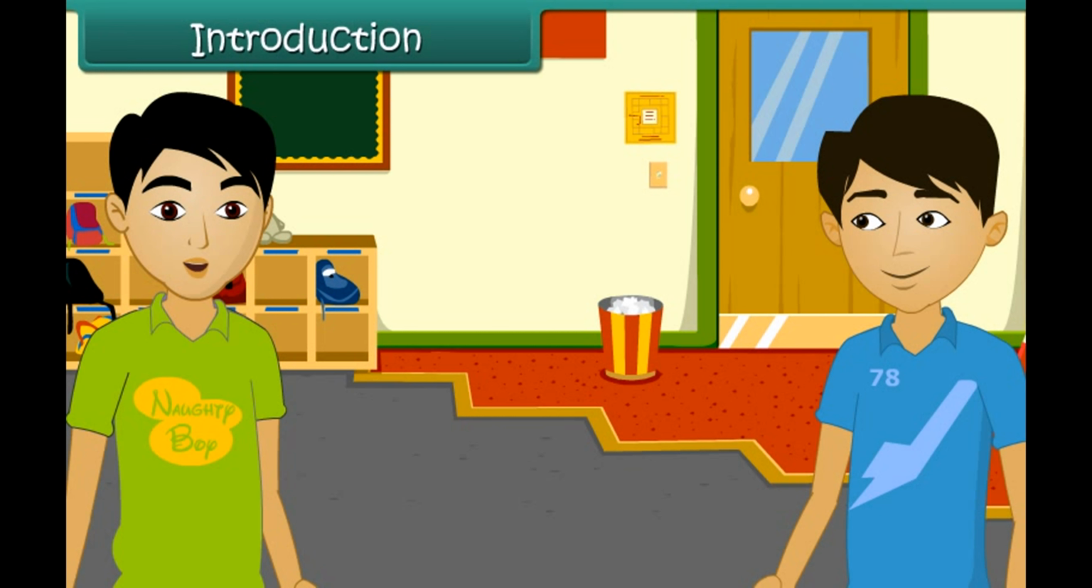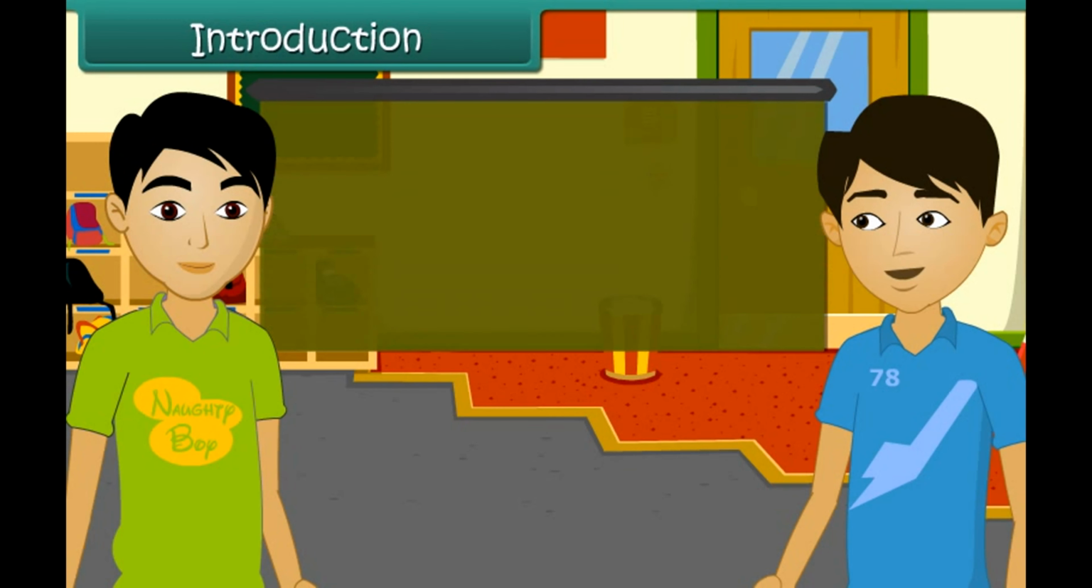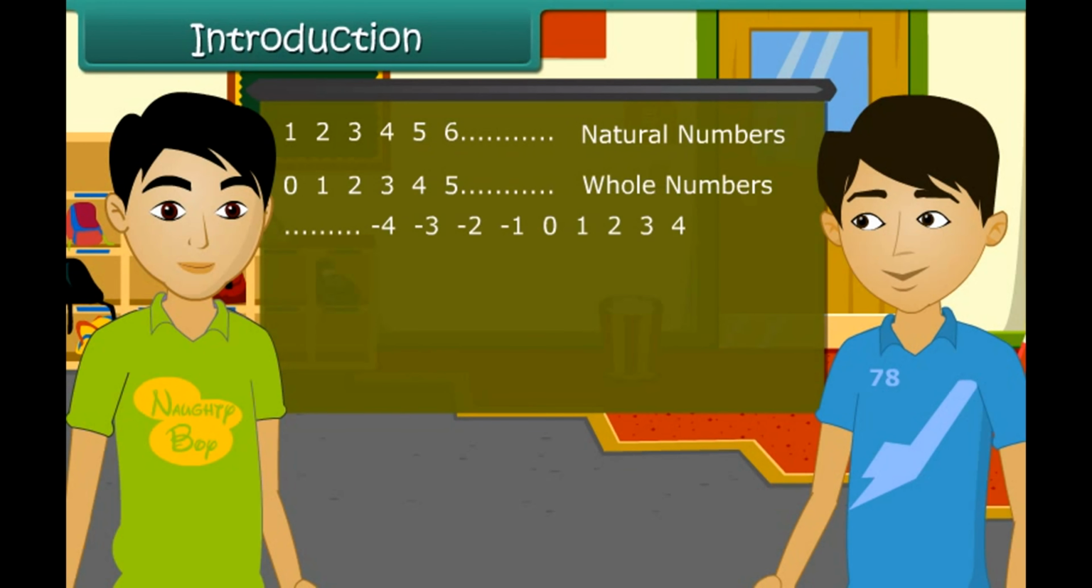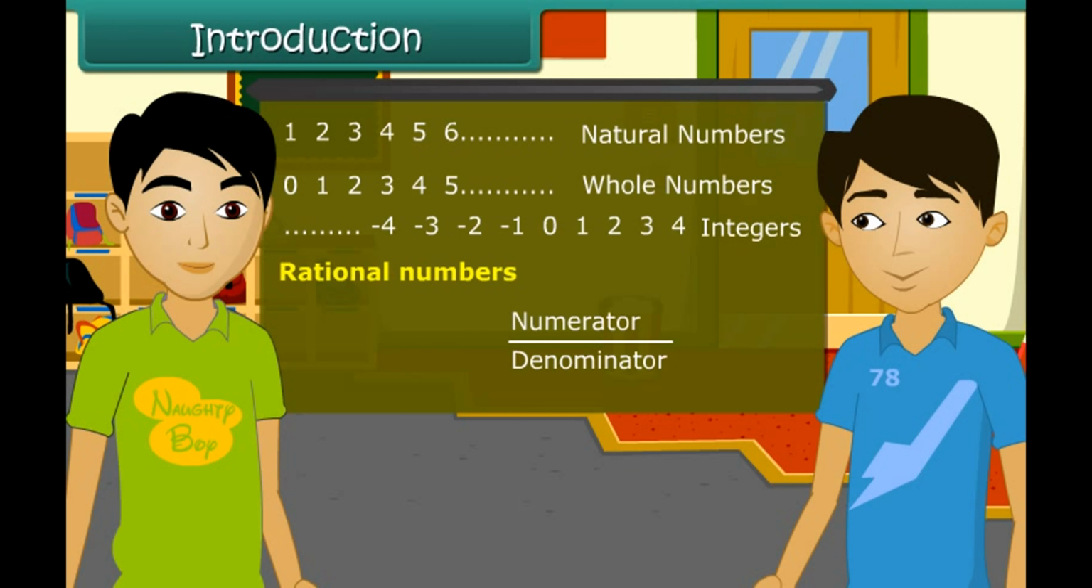Hey Rahul, come. Today our maths teacher taught us a new topic, rational numbers. I know about natural numbers, whole numbers and integers. But what are the rational numbers? These numbers are in the form numerator by denominator, where numerator is either 0 or a positive integer, and the denominator a positive integer. I did not understand. Come, I will explain you.